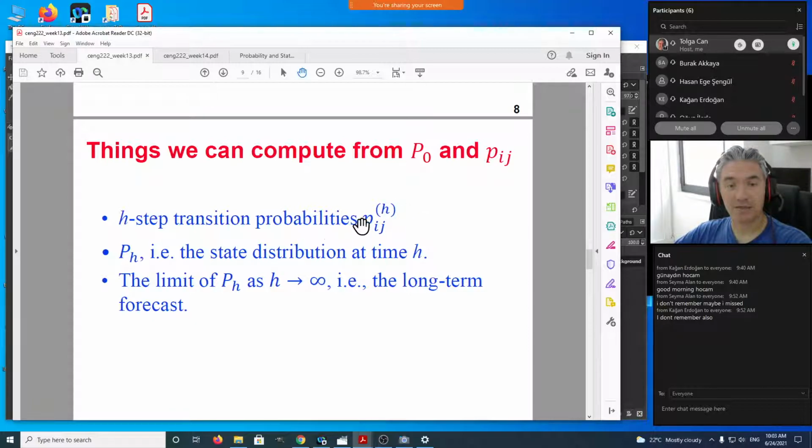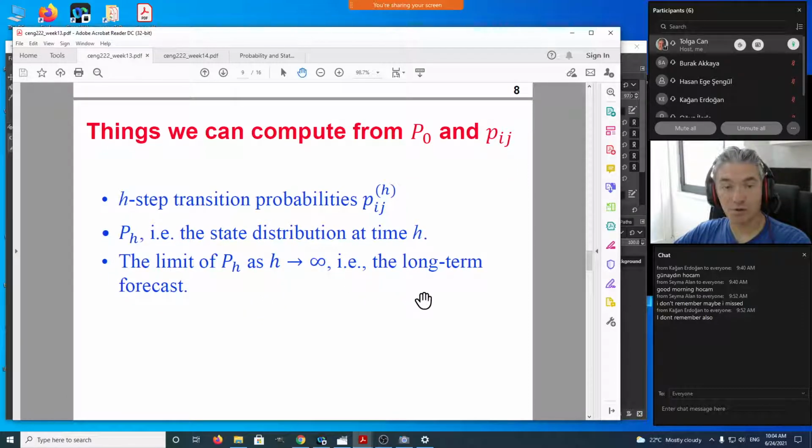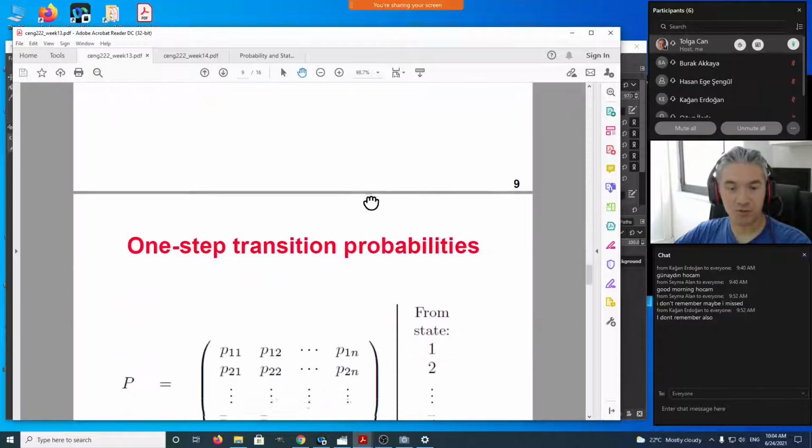So you may ask, what is the probability to go from sunny to rainy in 10 steps? That's what the h-step transition probability is. You may ask, what will the weather be like h steps from the initial state? That's the state distribution at time h. And we can also ask the limit. What is the limit as h goes to infinity, in the long term? What is the state distribution as the time step goes to infinity? That's called the steady state distribution.